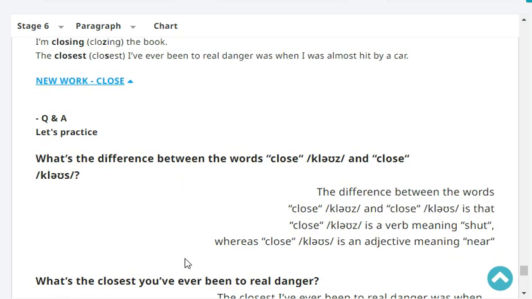Let's practice. What's the difference between the words close and close? The difference between the words close and close is that close is a verb meaning shut, whereas close is an adjective meaning near.